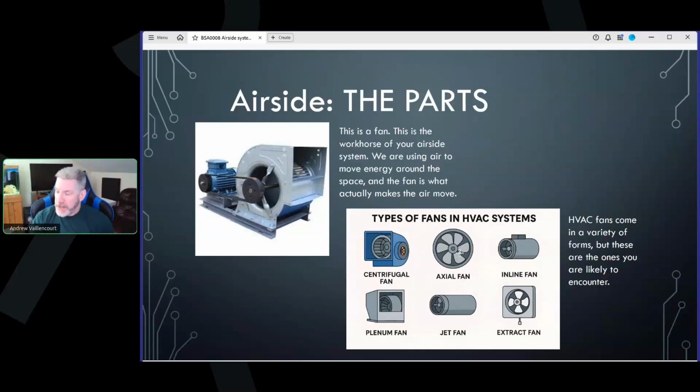And these will simply create negative pressure and move air out of the plenum. You have a jet fan. A jet fan is just a mechanical difference that we don't really need to go into. And an extract fan, which is the exhaust fan you see in every industrial garage in the world. We like that particular style of fan.